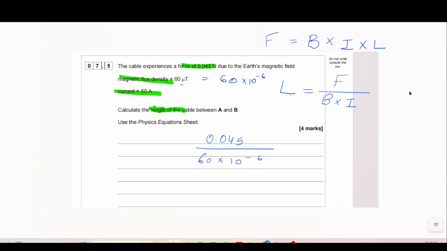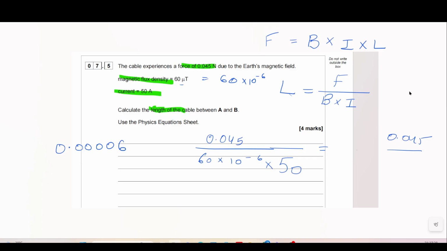60 times 10 to the power negative 6 is 0.00006, times 50 because current is 50. 0.045 divided by 0.00006 times 50.